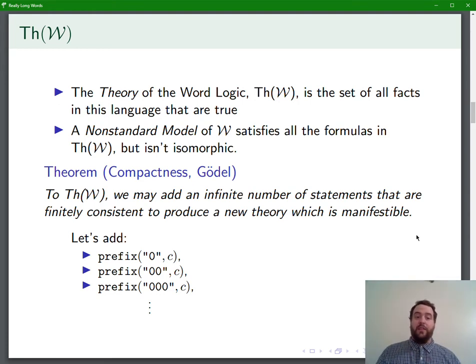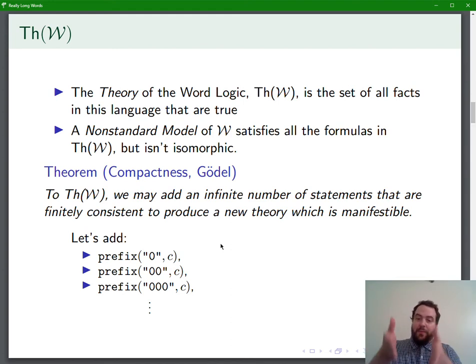And it turns out, because of the compactness theorem, a theorem by Gödel, we can add to this theory an infinite number of statements that are finitely consistent. So any finite subset of them is consistent with the original theory, to produce a new theory which is satisfiable. And this is a tool that's used to produce non-standard models. So what we can do is add in a constant symbol C, and say that 0 is a prefix of C, and 0, 0 is a prefix of C, and 0, 0, 0 is a prefix of C, and so on and so forth.